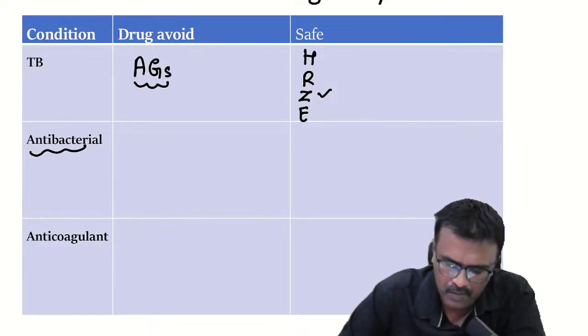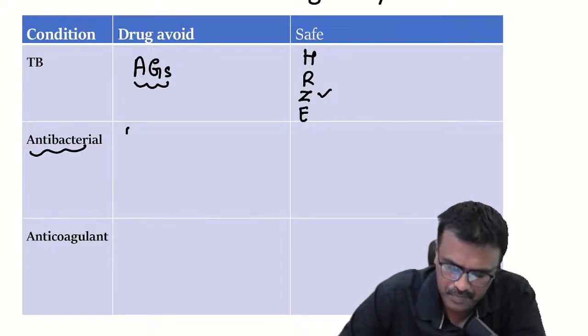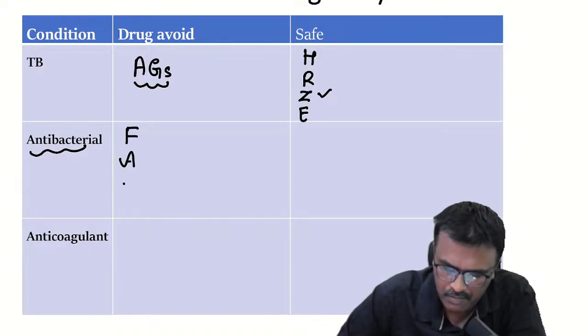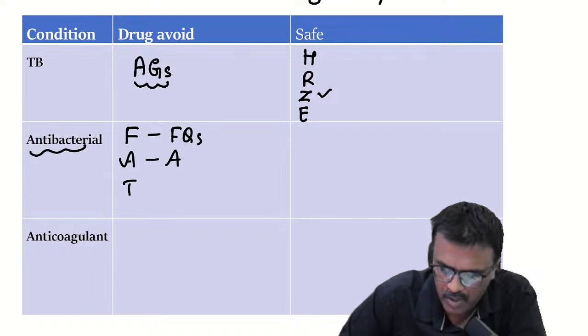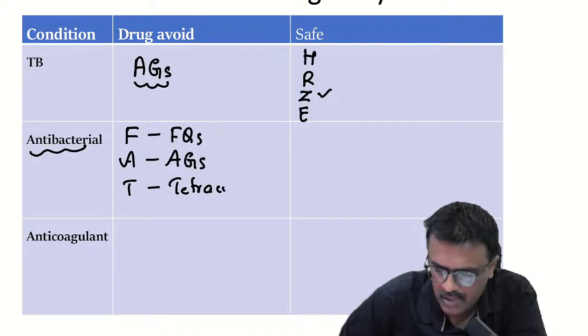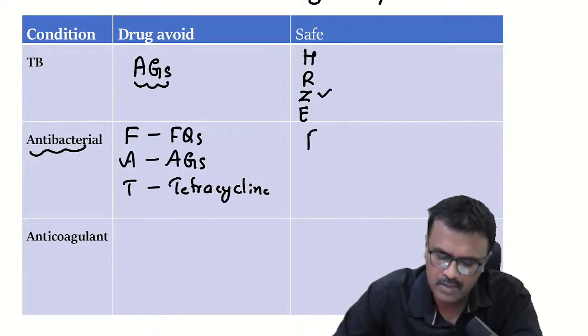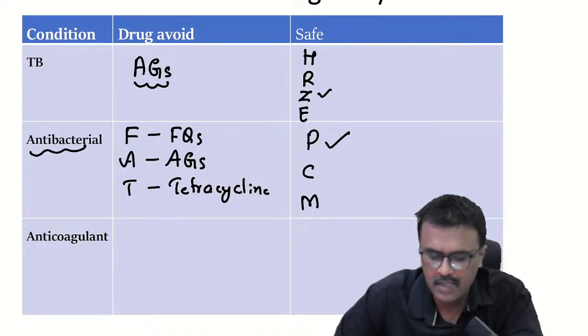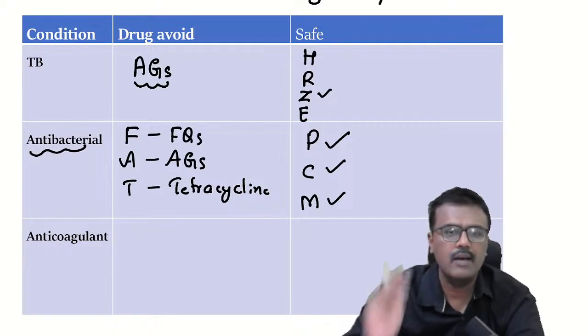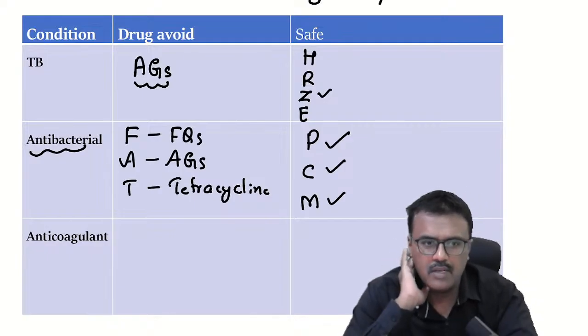Antibacterials which should be avoided are FAT. What is F for? Fluoroquinolones. A for aminoglycosides. T for tetracyclines. What about sulfonamides? Sulfonamides can be given, but the risk is bilirubin displacement. What are the safer ones? PCM. P for penicillin. C for cephalosporin. And M for macrolides. Macrolides like azithromycin, erythromycin, clarithromycin.